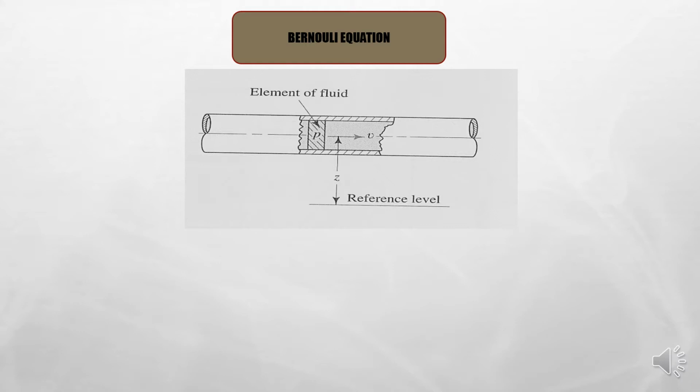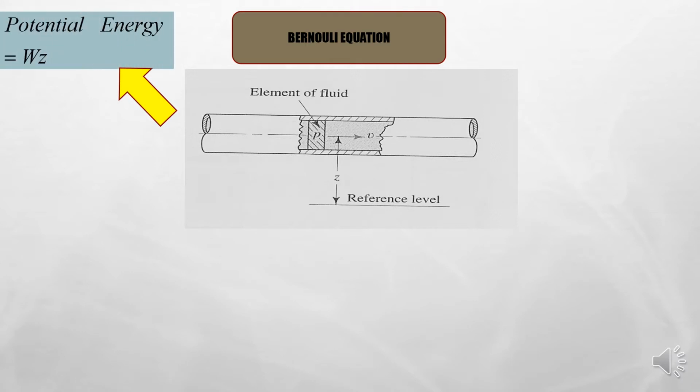So the first energy that should be considered in the Bernoulli's equation is the potential energy. How does this potential energy occur? Basically, the potential energy is caused by the elevation of the fluid. That's why in the equation here we consider the Z, which represents the elevation of the fluid from the reference point.